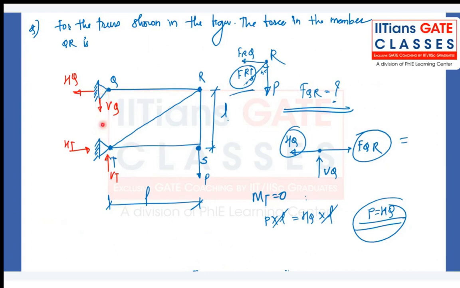HT and VT are also passing through joint T, so they will also not create any moment. So the only load which creates moment at point T is this load P, which is at a distance L. So P into L is a clockwise moment, and HQ into L is a counterclockwise moment. Both of them have to be equal, then only the moment at point T will be 0. So the L's cancel and HQ will be equal to P. And if HQ is equal to P, FQR is also equal to P. So the answer is P.